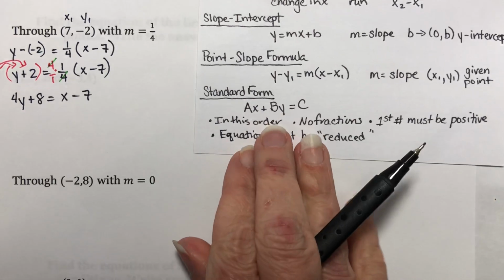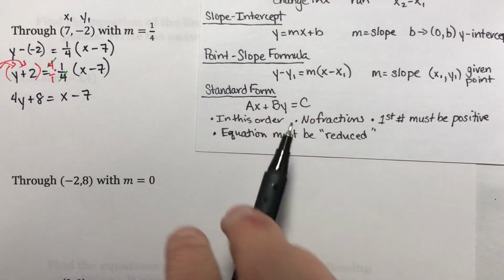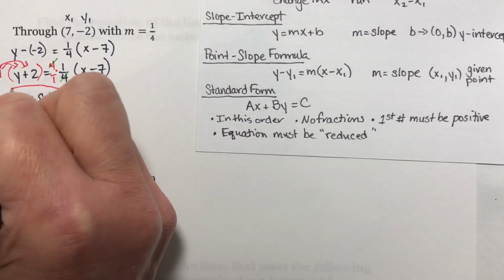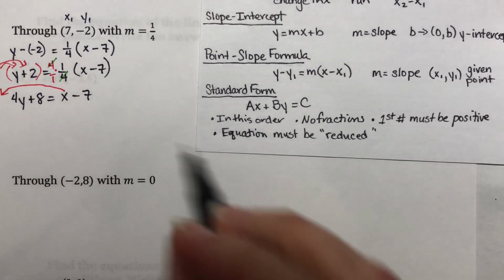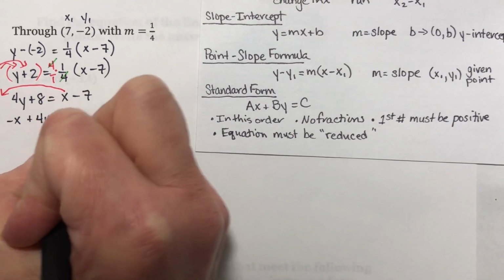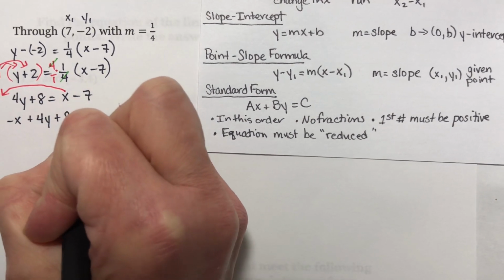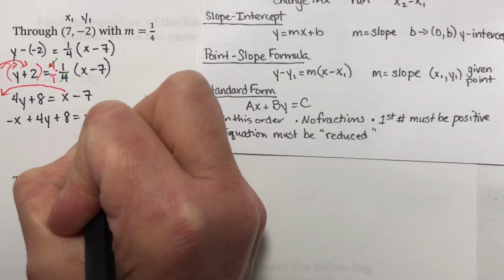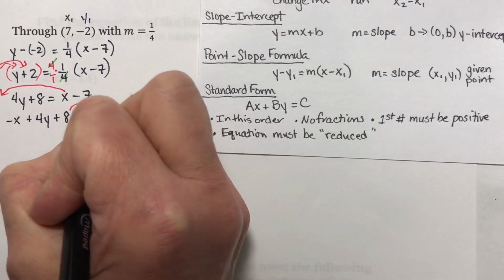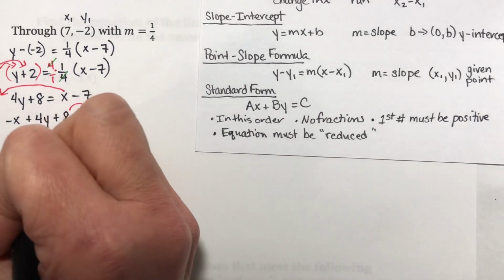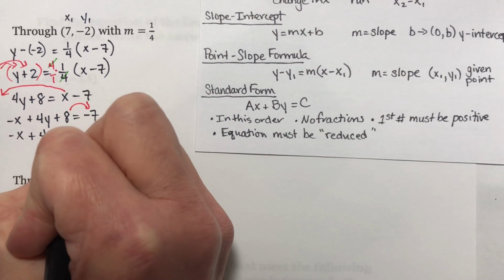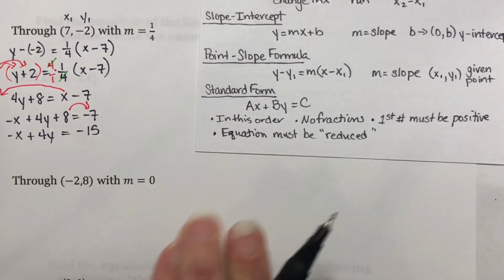Okay, so now I just need to rearrange things so that they're in the correct form. I got rid of the fractions, which is great. I need my x to be first, so I'm going to subtract x here. So negative x plus 4y plus 8 is equal to -7. I want my constants on the other side, so I'm going to subtract 8 from both sides to get negative x plus 4y is equal to -15.